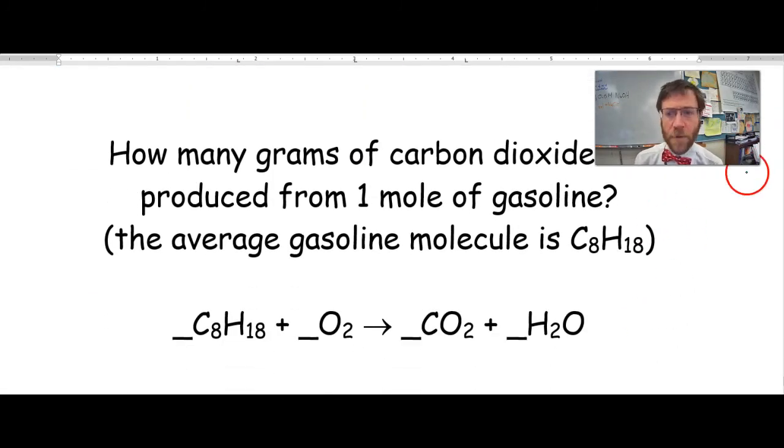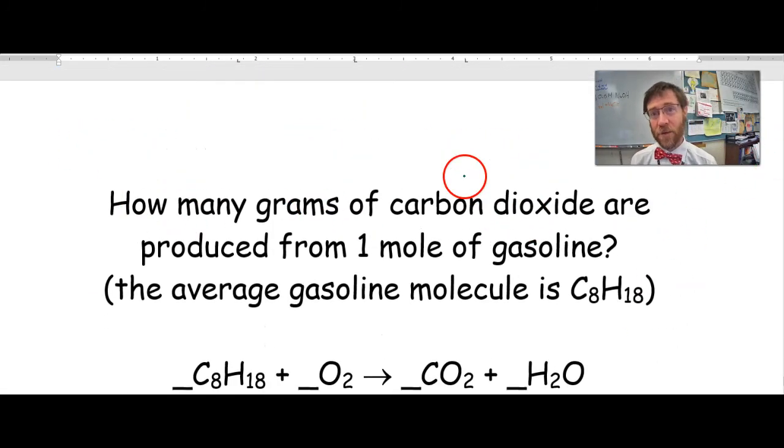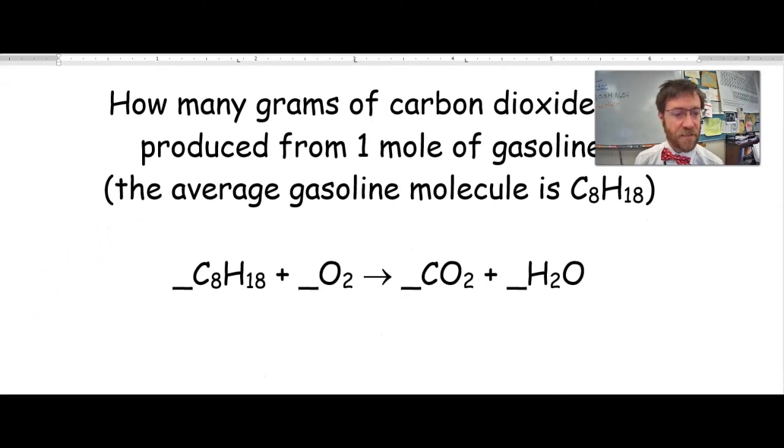So the next one, how many grams of carbon... This is a big one, guys. This one is kind of pertinent to everybody. So let me see if I can get this. How many grams of carbon dioxide are produced from 1 mole of gasoline? So this is gasoline. The first thing we're going to need to do is balance this.